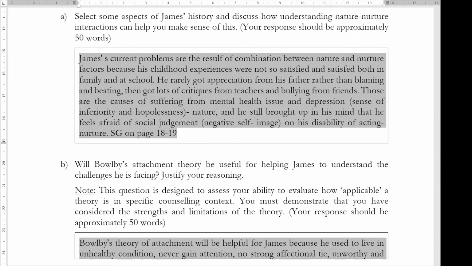So, how do you think it's nature? Let me check again. He rarely got appreciation from his father rather than blaming and beating. Then got lots of from nature. It's hard to find because his siblings are smart, are good at school, so there is no problem from nature. Only that he thinks he may have a learning disability. But the counselor couldn't really know that unless he was assessed, unless he went through some kind of cognitive testing.